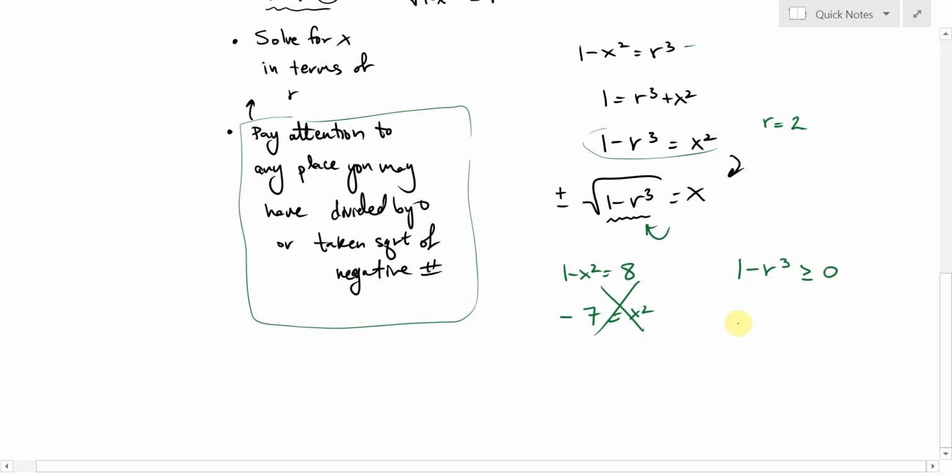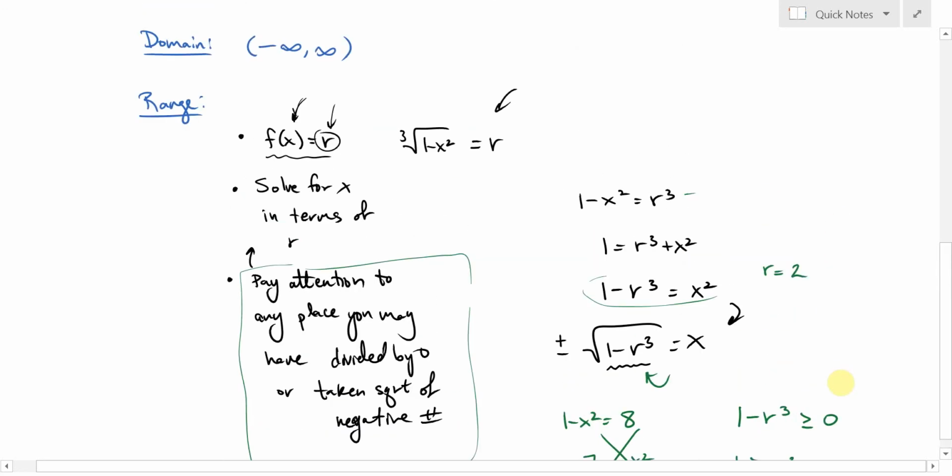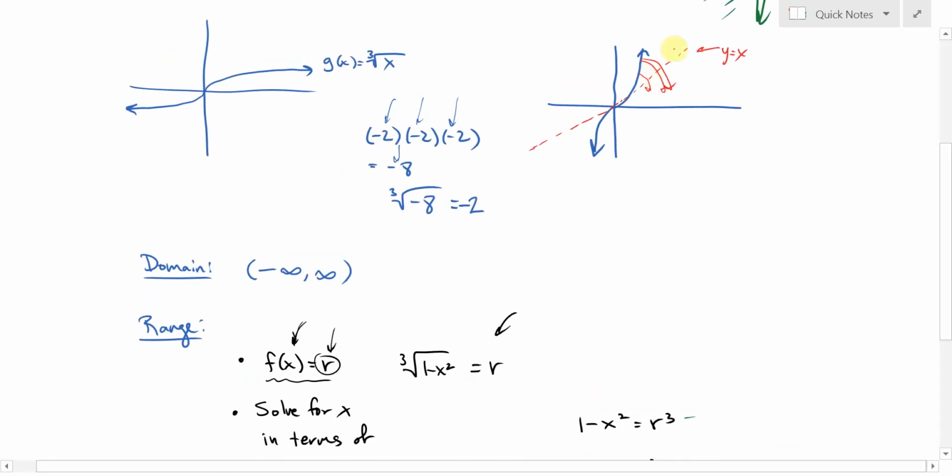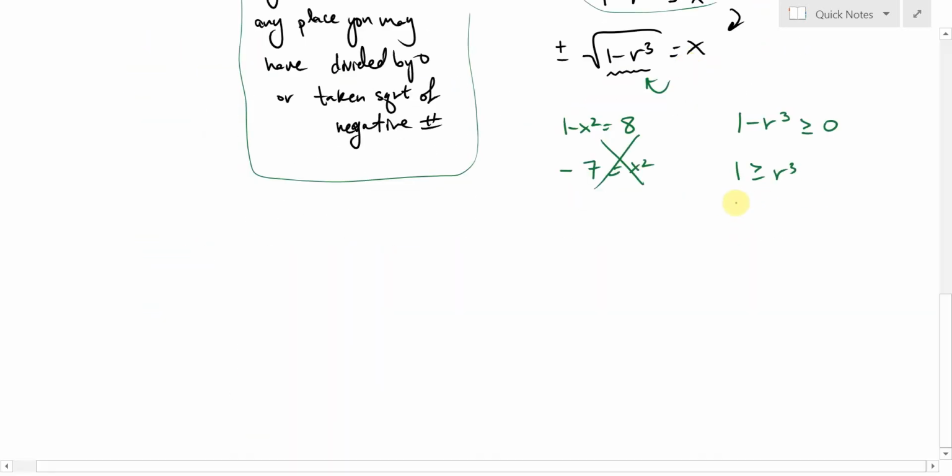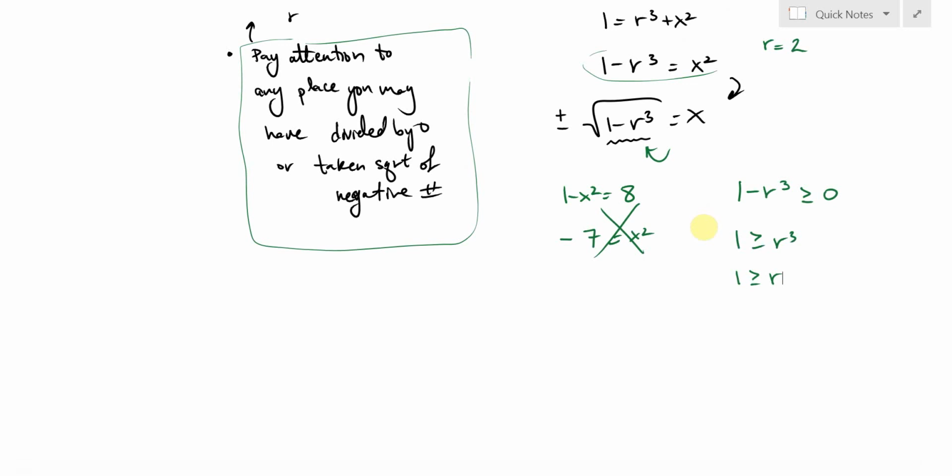But then we move r cubed to both sides. 1 is greater than or equal to r cubed. And then, well, when is r cubed bigger than or equal to 1? I think I already have a graph of what the cube function looks like. When is it bigger than or equal to 1? Well, when r is bigger than or equal to 1. As long as r is bigger than 1, r cubed will also be bigger than 1. So 1 bigger than or equal to r. So as long as r is less than or equal to 1, when you cube it and subtract it from the number 1, you're going to get something greater than or equal to 0. And when r cubed actually equals 1, that's how you'll get the 0.